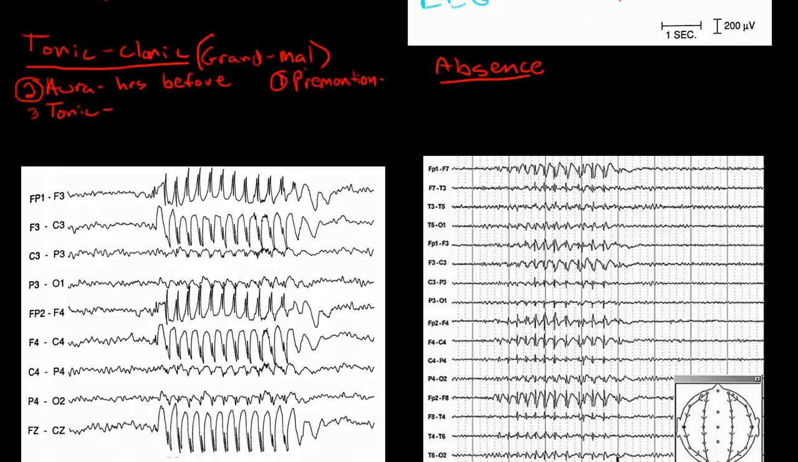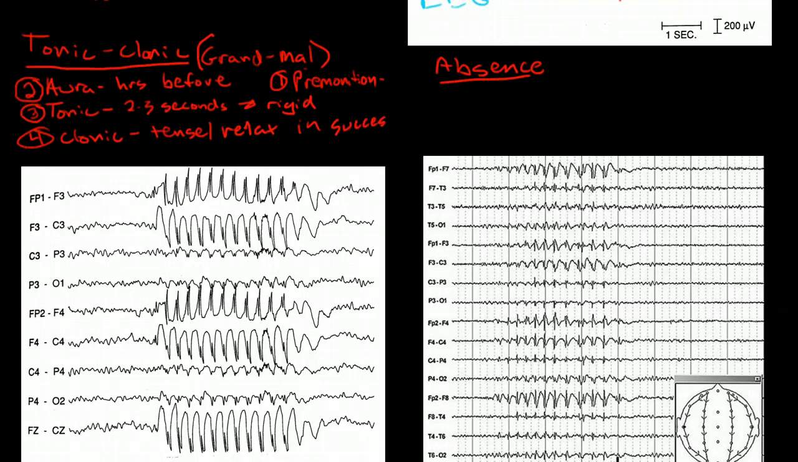All right, the third stage would be the tonic stage, which only lasts for a couple of seconds, 2 to 3 seconds, and it involves the tensing of all muscles, so they become very rigid. And then there is the clonic stage, where the muscles tense and relax in quick succession. And then the 5th stage would be the postictal stage.